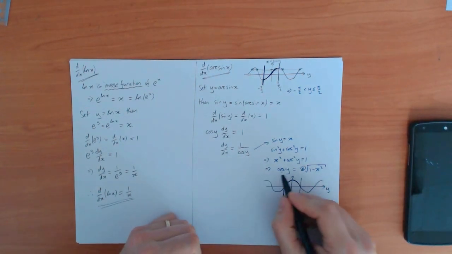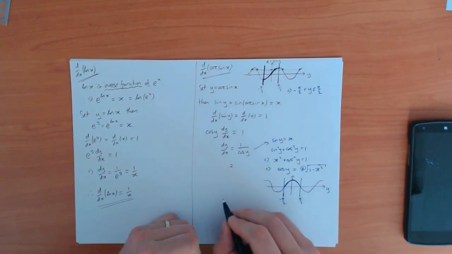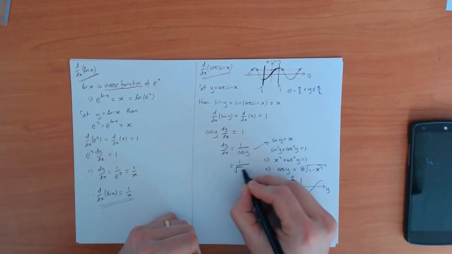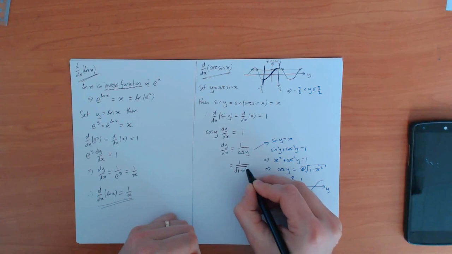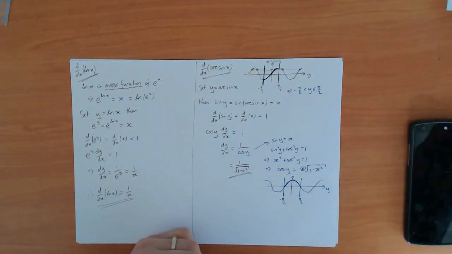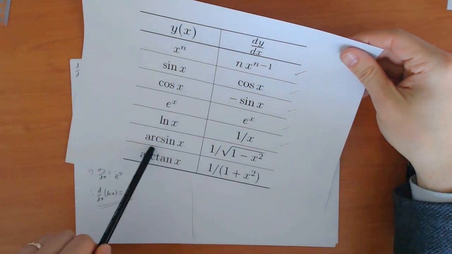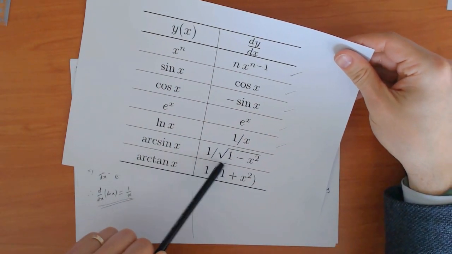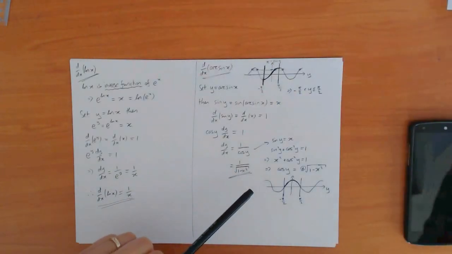And therefore, I just substitute that in there, and I get that this is 1 over square root 1 minus x squared, okay? Which is the result as stated on my sheet here, right? Arcsine x differentiates to 1 over square root 1 minus x squared.